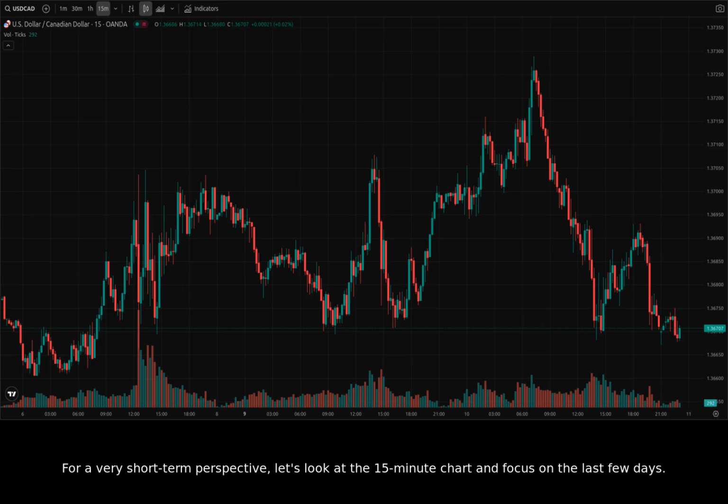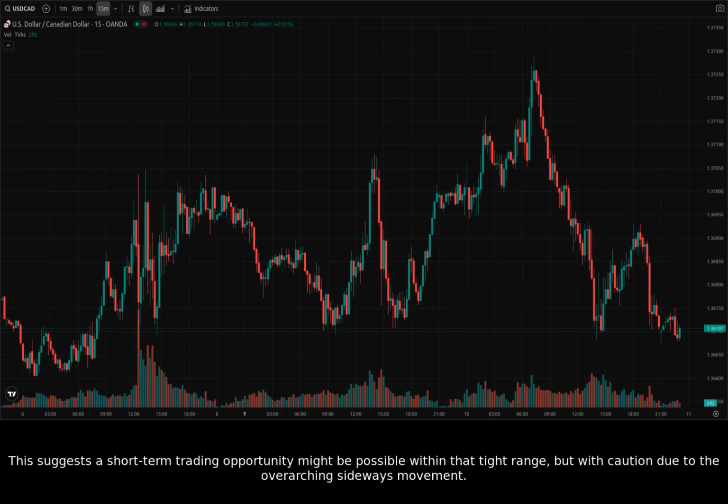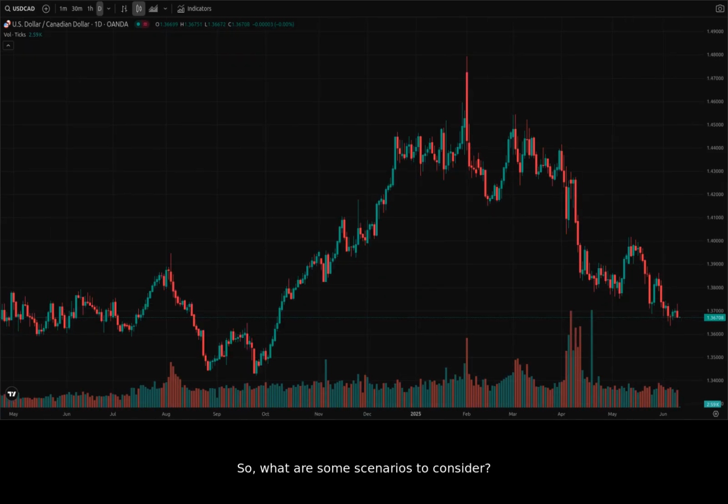For a very short-term perspective, let's look at the 15-minute chart and focus on the last few days. On the 15-minute chart, we can see some consolidation happening, with the price hovering between 1.367 and 1.370. This suggests a short-term trading opportunity might be possible within that tight range, but with caution due to the overarching sideways movement. So, what are some scenarios to consider?